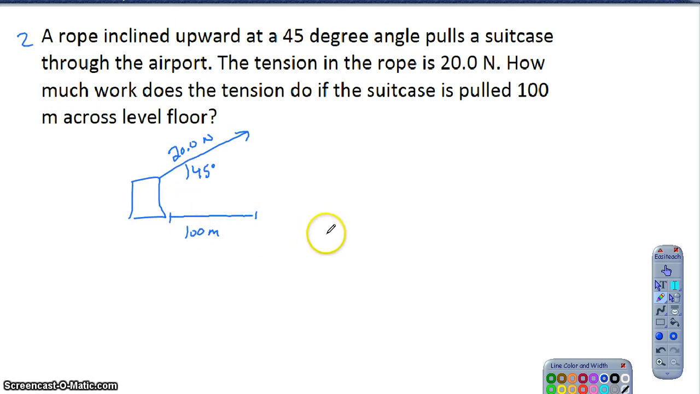So once again, this is a very important one for illustrating the idea that if the force is at an angle, then I cannot just use the full force, right? I don't just do work equals 20 times 100.